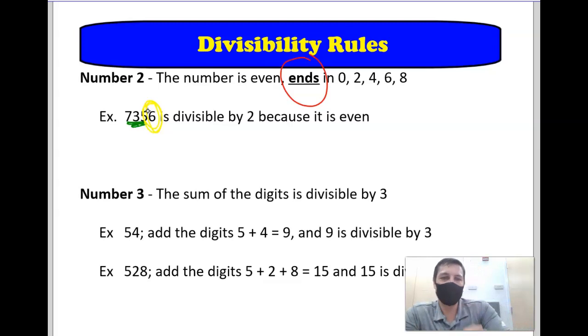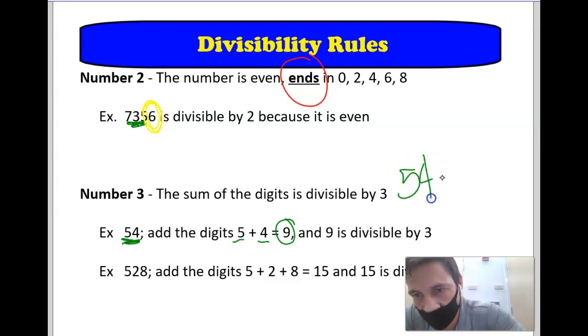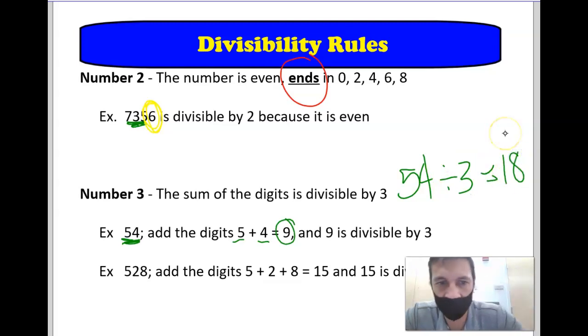The rule for number 3 is the sum of the digits is divisible by 3. So let's look at 54. If I add those digits, 5 plus 4, I get 9. And since 9 is divisible by 3, so is 54. You can always check this too. 54 divided by 3, I get a whole number. I get 18.